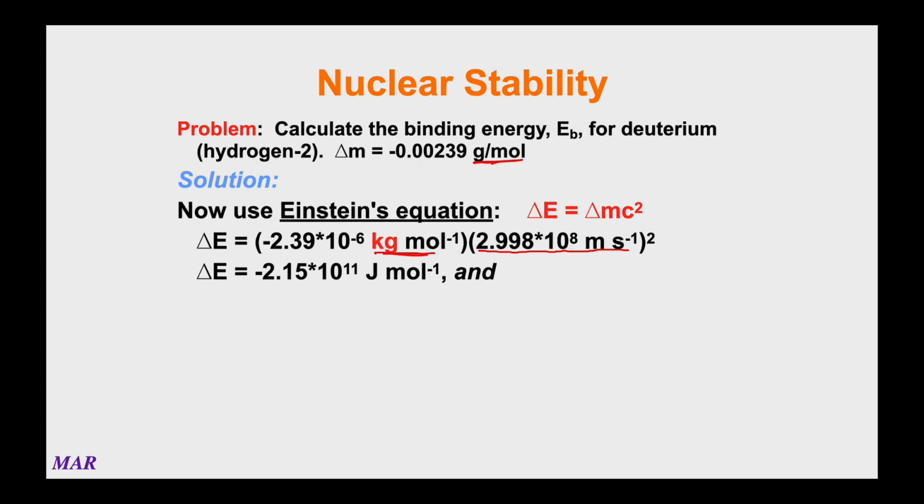So if you square the speed of light and you multiply it by the kilograms per mole, you're going to get an energy which is in joules per mole. Now let's just stop there for a second. Delta E negative 2.15 times 10 to the 11th joules per mole. And that would be negative 2.15 times 10 to the 8th kilojoules per mole.